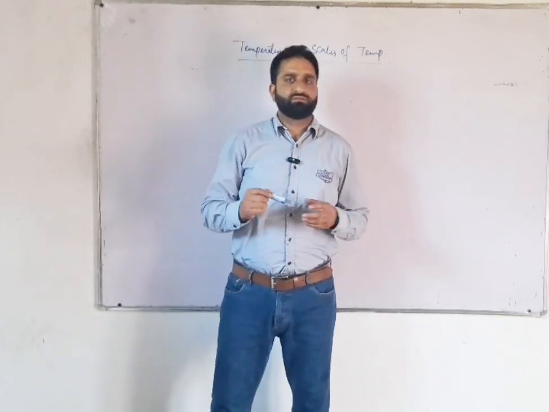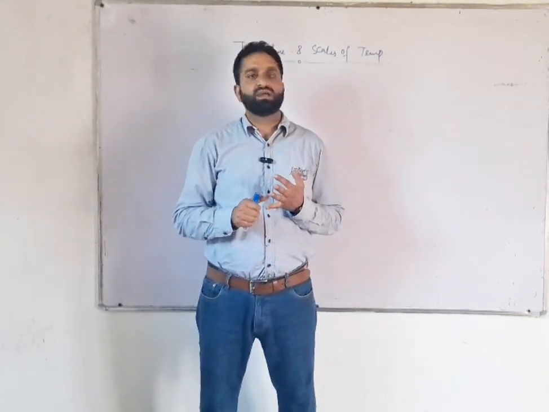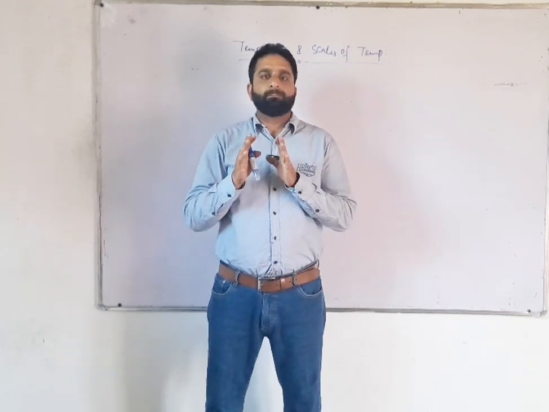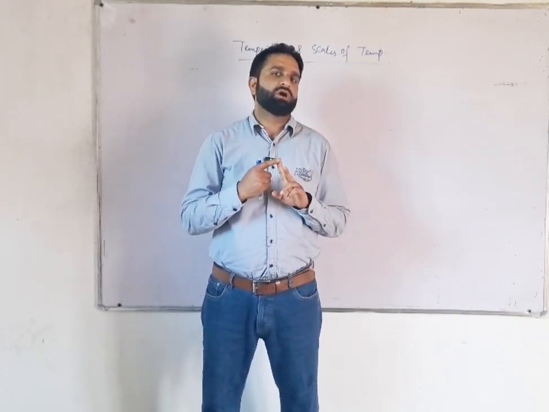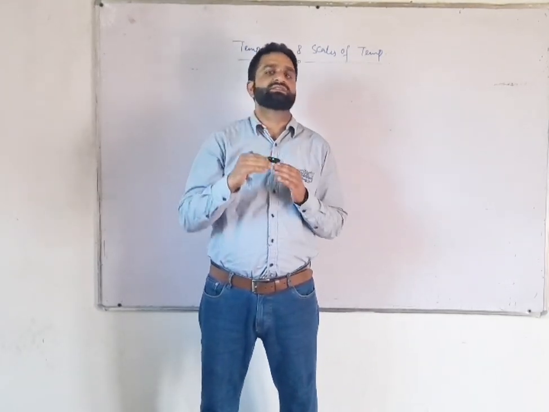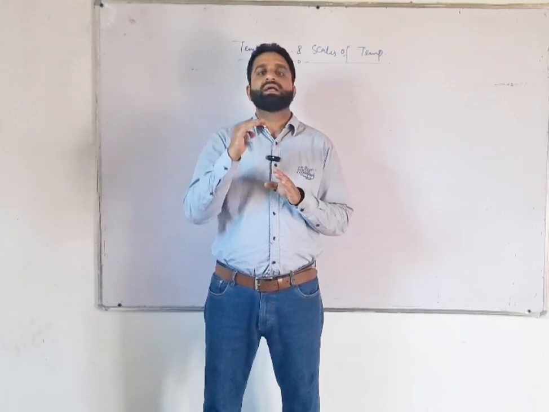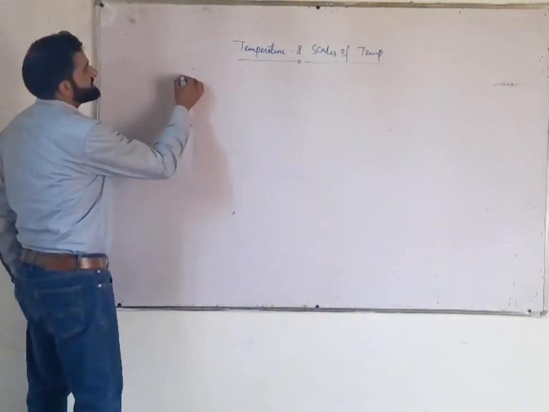Discussing the scales of temperature, we have 4 scales: the Celsius scale, Fahrenheit scale, Kelvin scale, and the Reaumur scale. The basis of the scales is 2 points. One is the melting point or freezing point of water, and another is the boiling point of water. These are the 2 bases, and then these scales have different divisions. Now let us take the example of the Celsius scale.